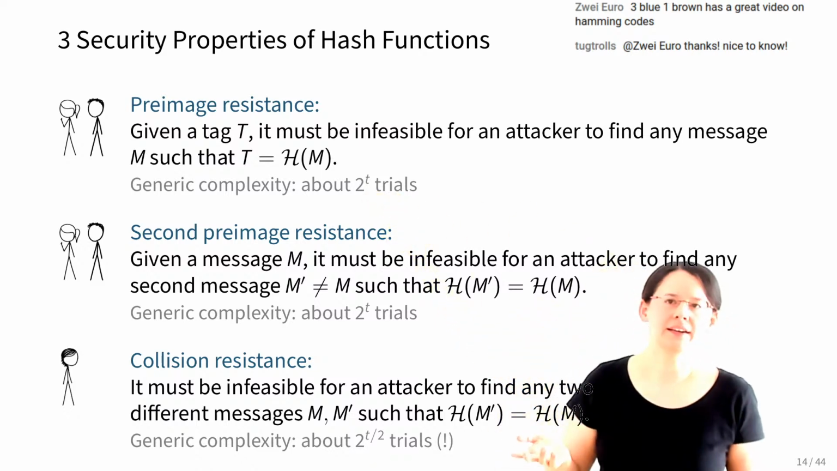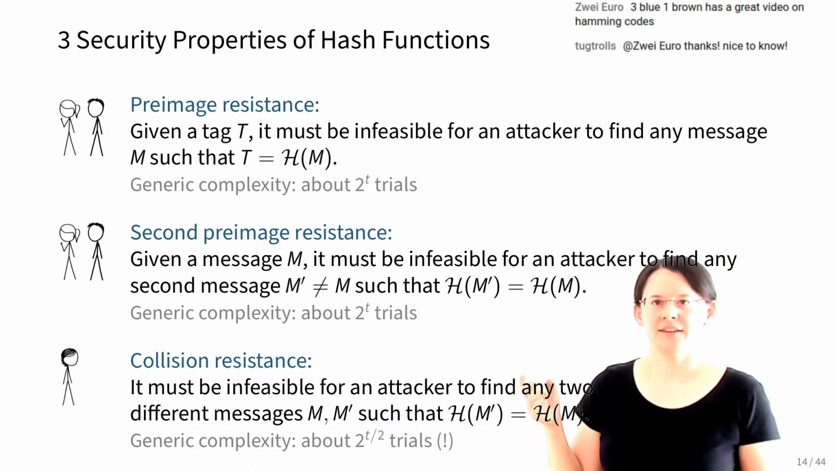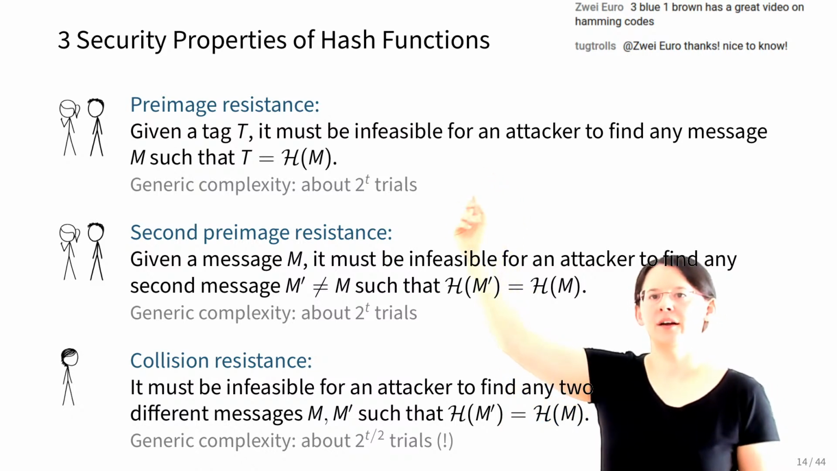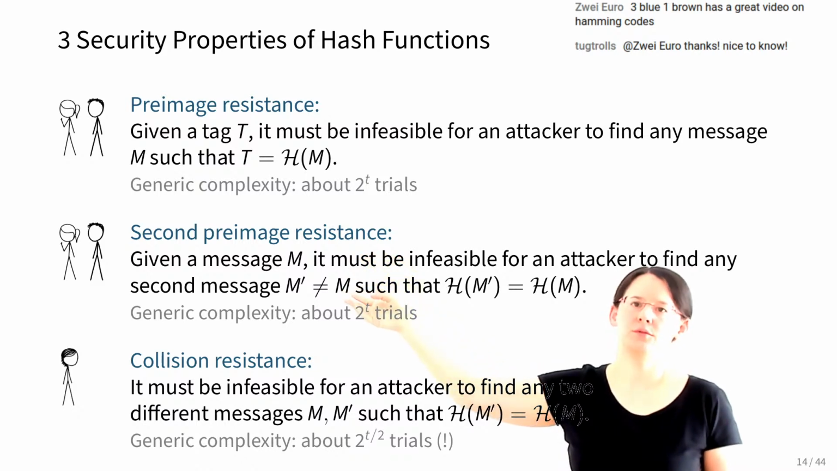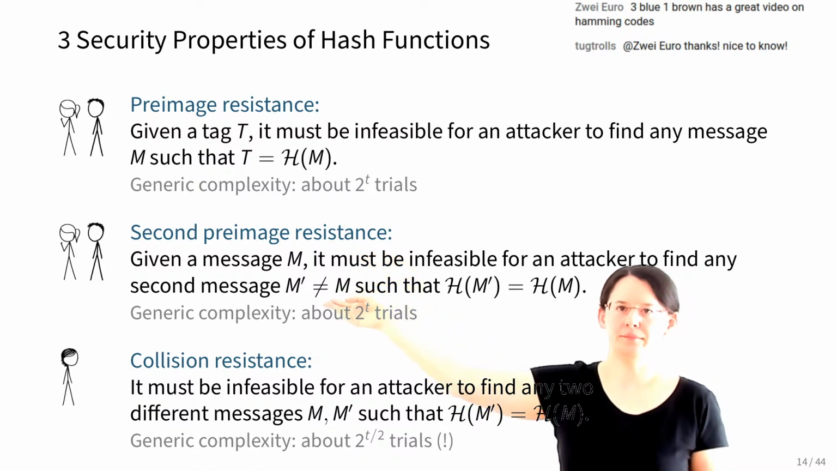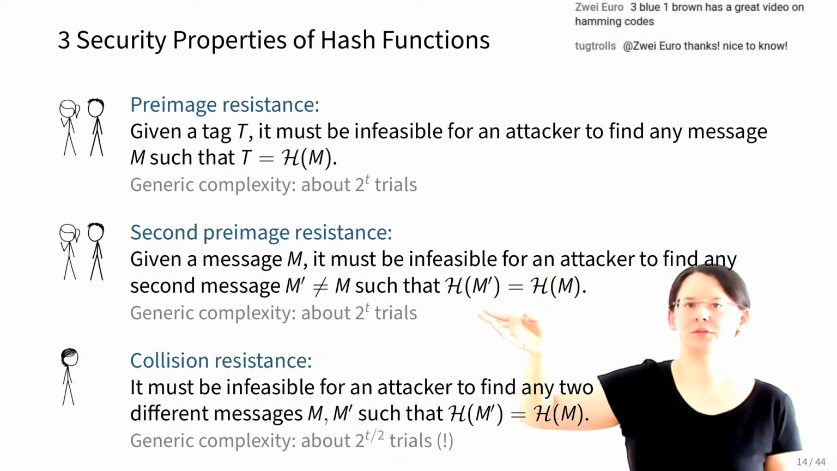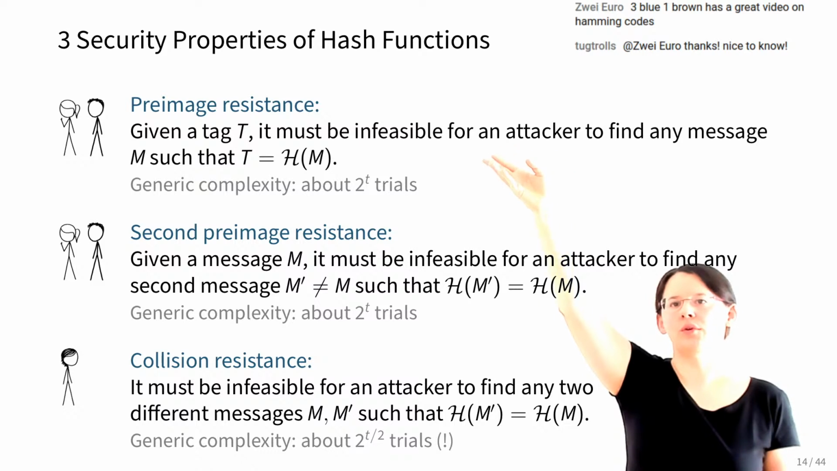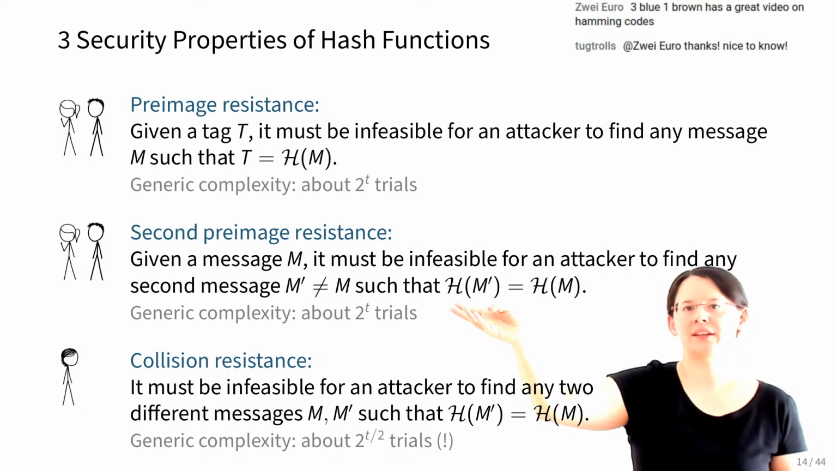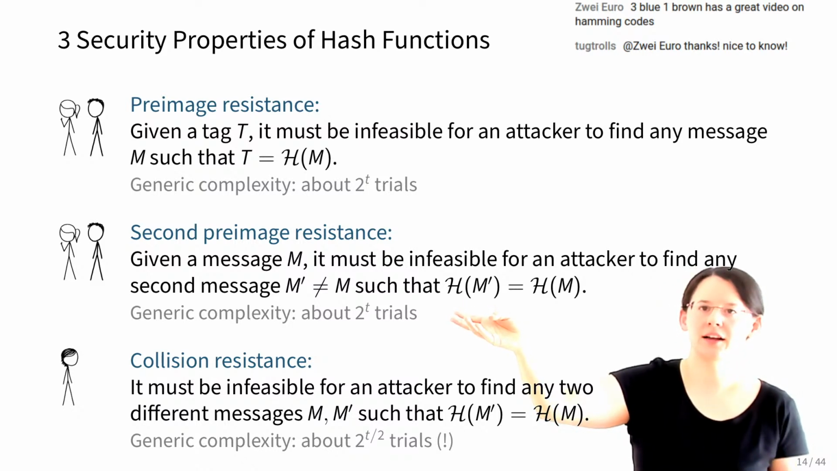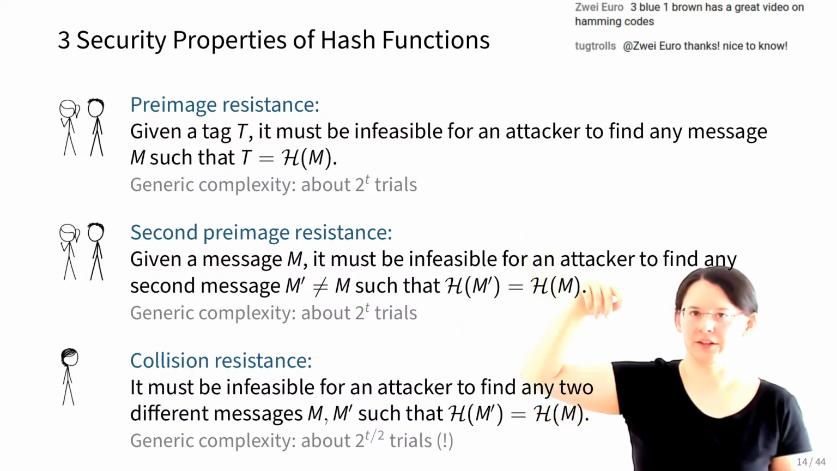There is a closely related property called second pre-image resistance. What this says is that if the attacker is given not only a tag, but an actual message that hashes to this tag, then it must be impossible for them to find a second, different message m prime that produces the same hash value. What's the difference between the two? In the first case, the attacker is given only a tag and needs to find one pre-image. In this case, the attacker is already given one pre-image, but is asked to find a second one. So this is a special case of the previous one.